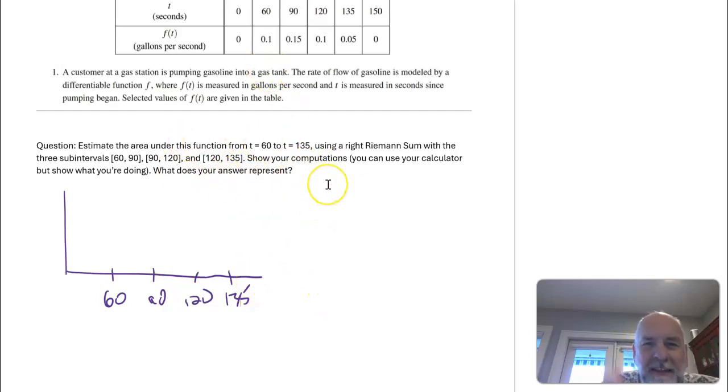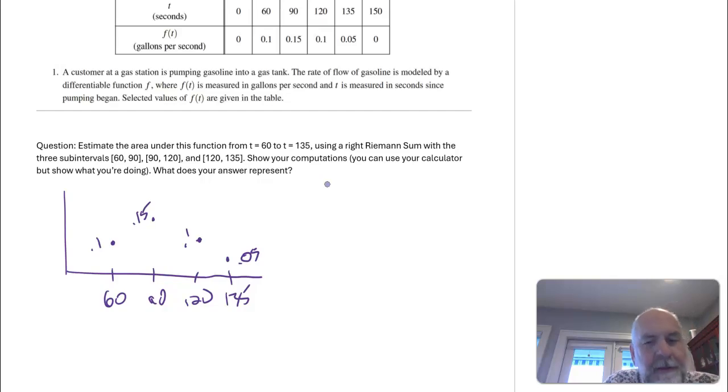And so at 60, it was at 0.1 gallons per second. At 90, it was faster. It was 0.15. I'm not going to try to make the scale on the left. I'm just drawing this picture to help us understand what's going on. At 120, it was back down to 0.1. And at 135, it was down to 0.05. It went a lot smaller.